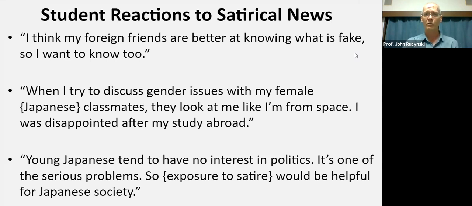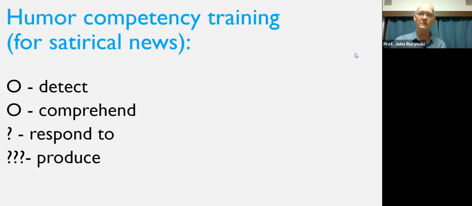So maybe satirical news would help, because actually studies in the States and England have shown that young people that read satirical news actually have a greater awareness of issues. So again, with satirical news, obviously we're not asking our learners to produce satirical news, but it's very important for them to detect and comprehend it in the classroom. So this would be the training for satirical news.